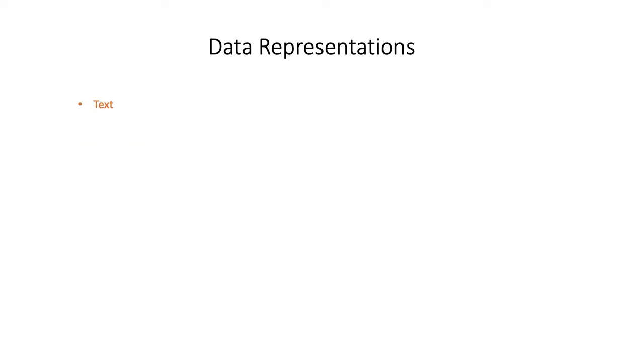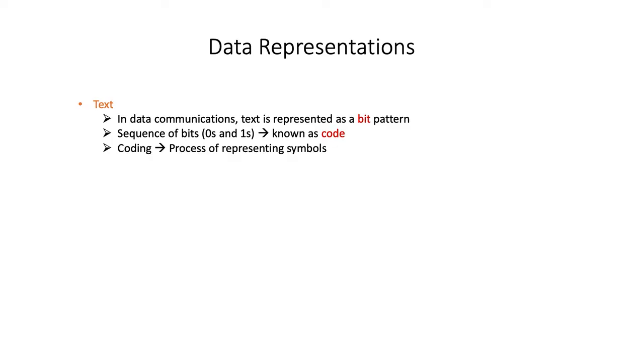Now let's move on to data representations. There are many forms of data representations. Some are really basic and some are a little bit intermediate. The first one we all know is the text form of data. In data communications or in networking, text is represented as a bit pattern, and the bits are only a sequence of zeros and ones, which is known as the binary code. The process of representing these symbols as different kinds of information is also known as coding.